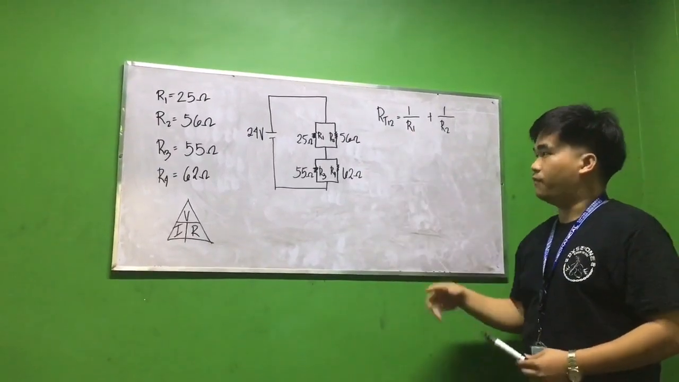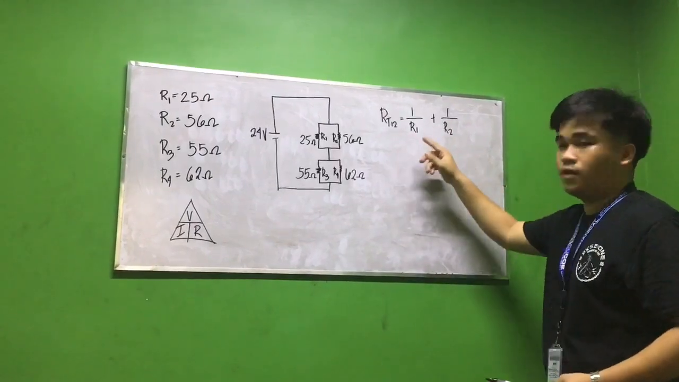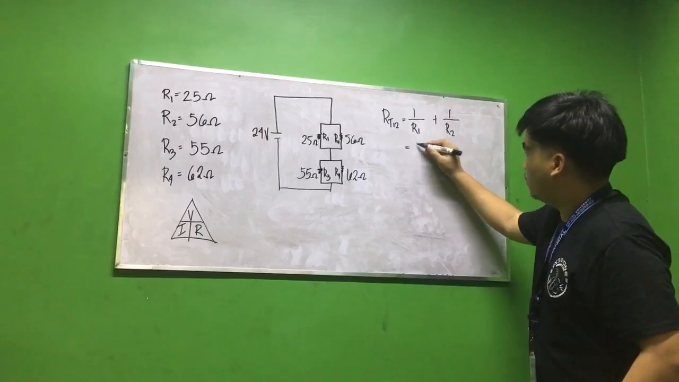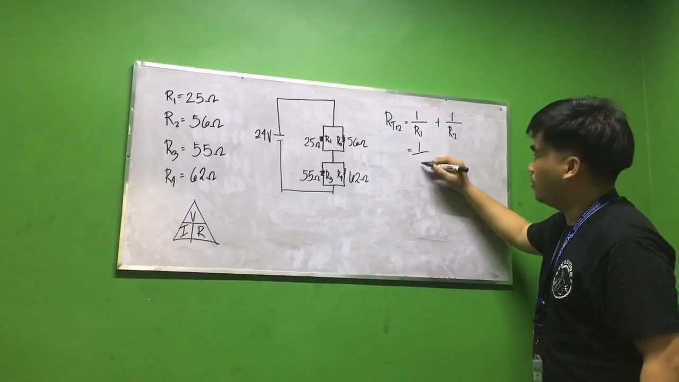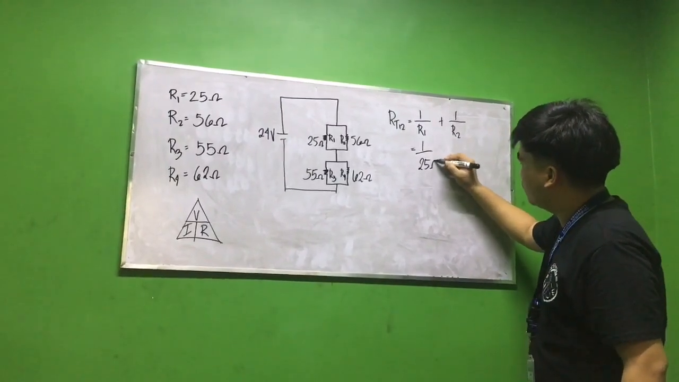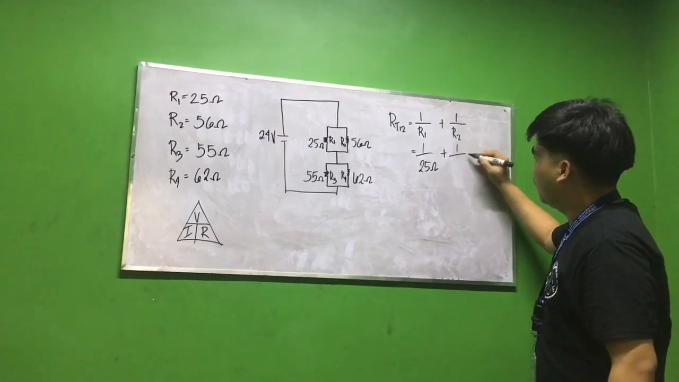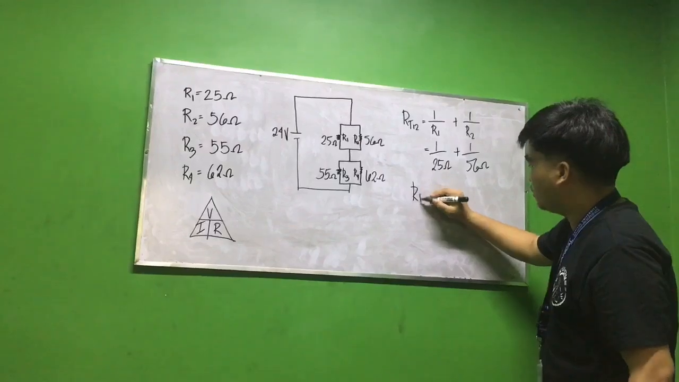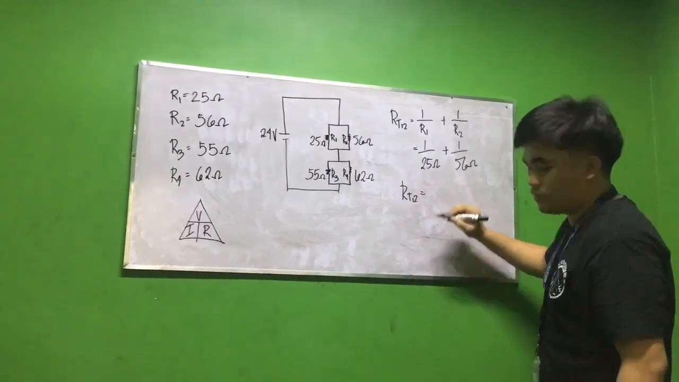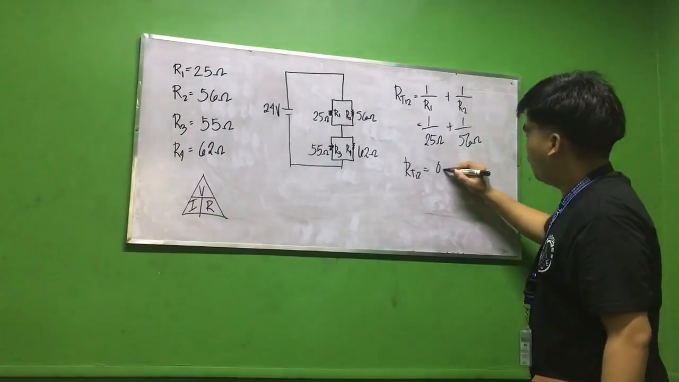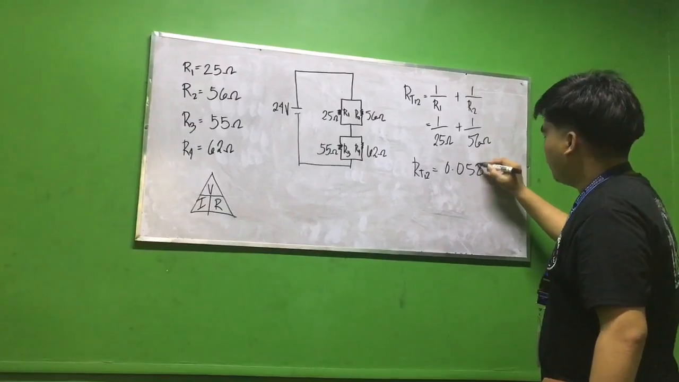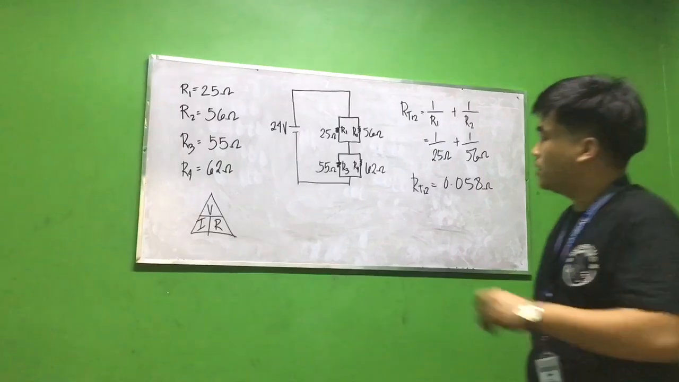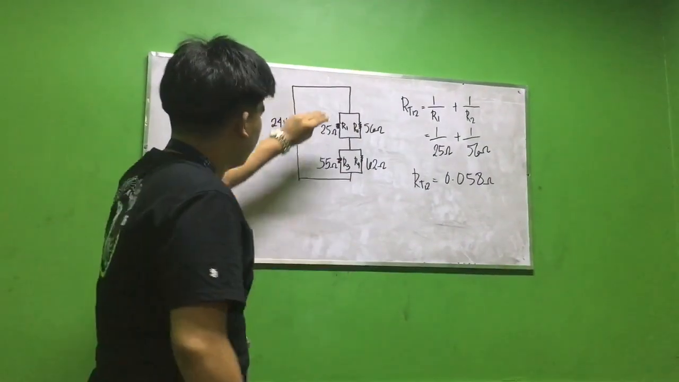This is the formula: RT12 equals 1 over R1 plus 1 over R2. So you have to substitute 1 over 25 ohms plus 1 over 56 ohms. So the R total of 1 and 2 is equal to 0.058 ohms. So we have the total resistance of 1 and 2. Next we have to change the diagram.